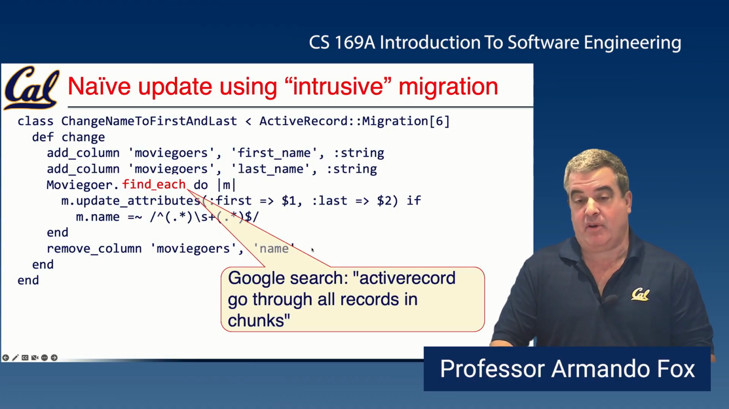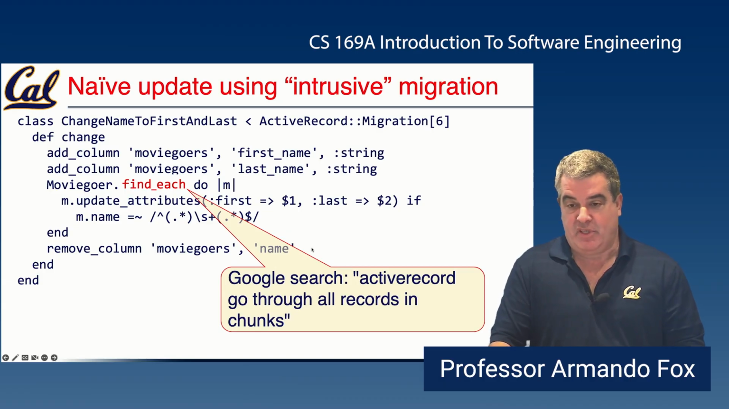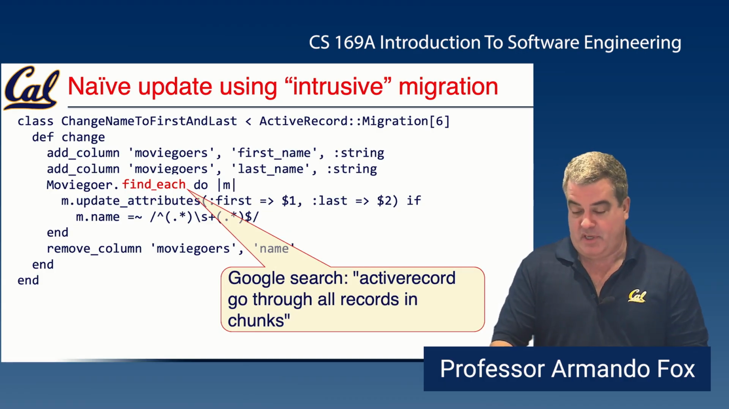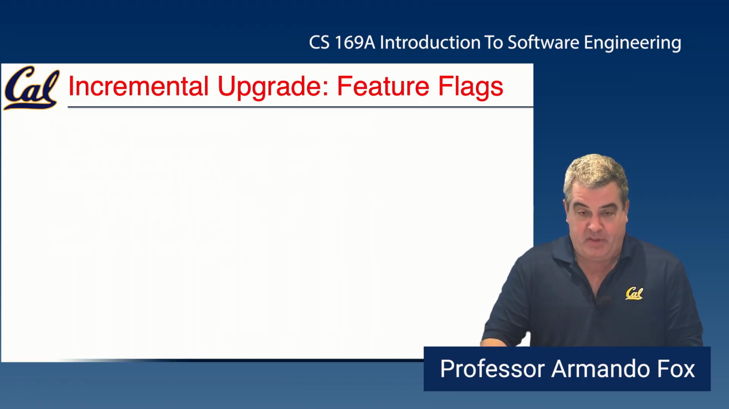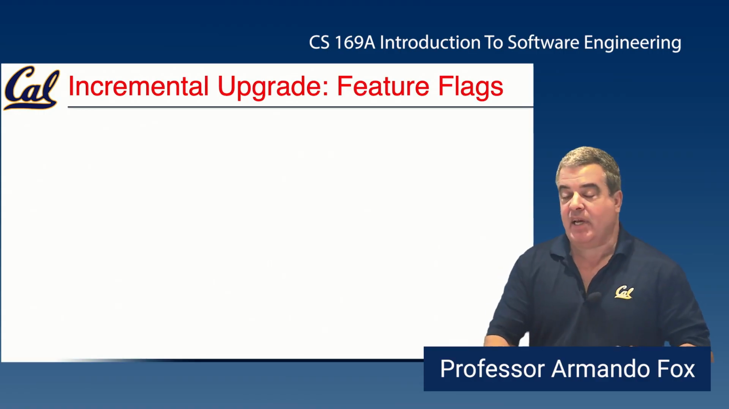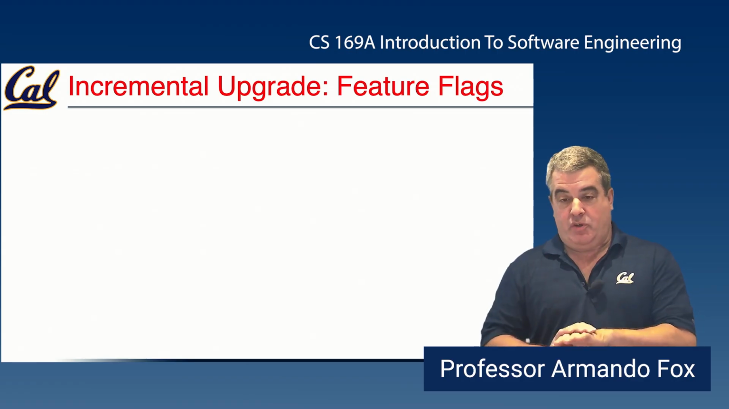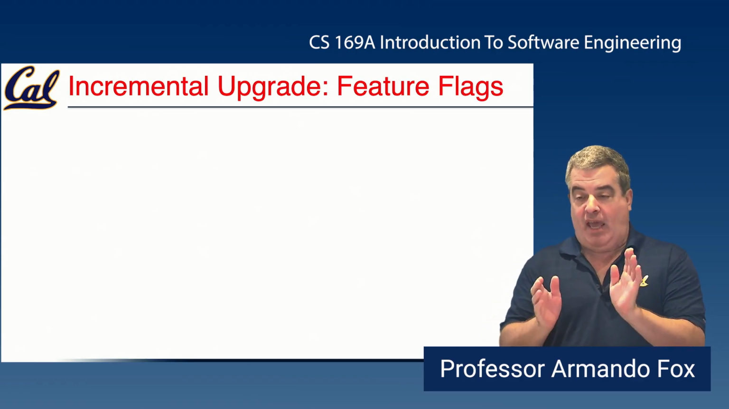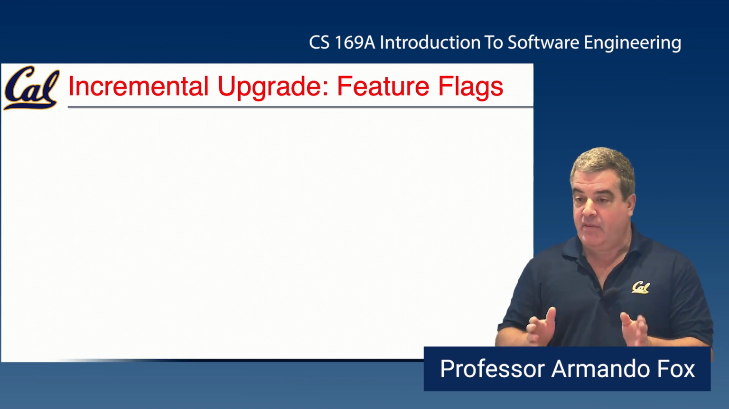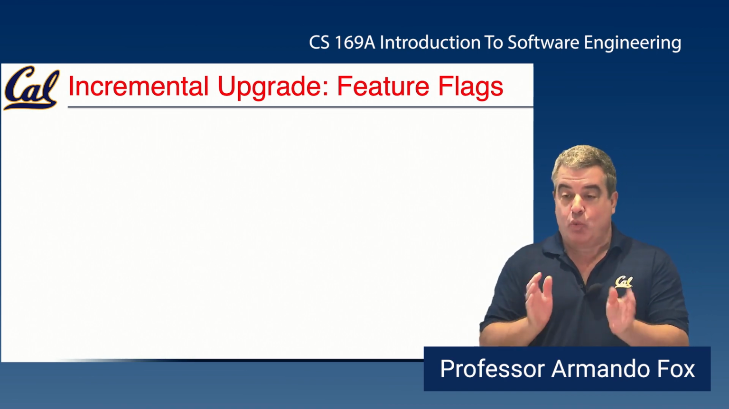But what I really want to talk about is what's the right way to do this if it's not acceptable to do it all at once because it's going to take too long. So the way to do this more incrementally is to use what's called a feature flag. The basic idea behind a feature flag is you're going to have a version of the code that has two different code paths.